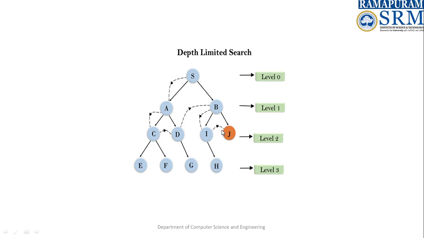So naturally how should your depth limit be? It can be closer to your goal state level. It should not be more. There should not be more difference. If it has more difference, then your time complexity is high. So this is the main disadvantage.